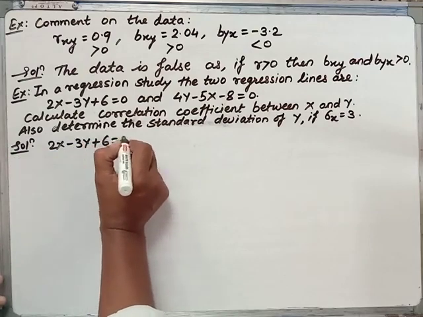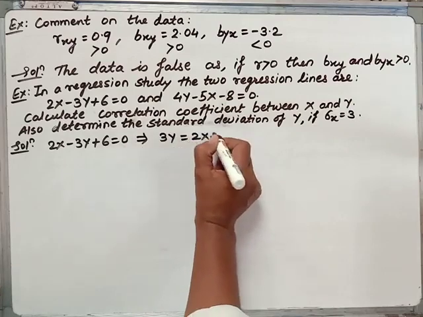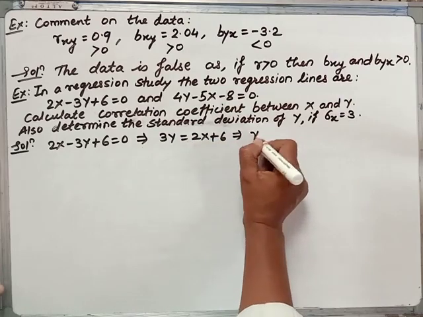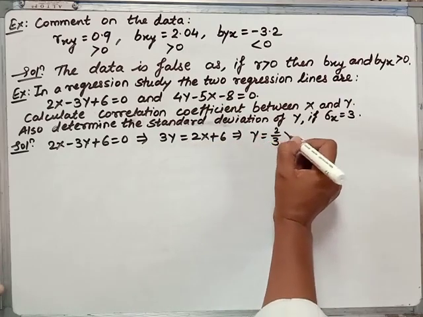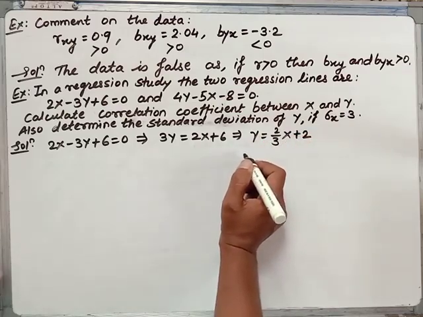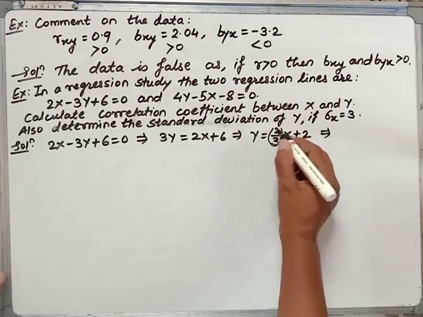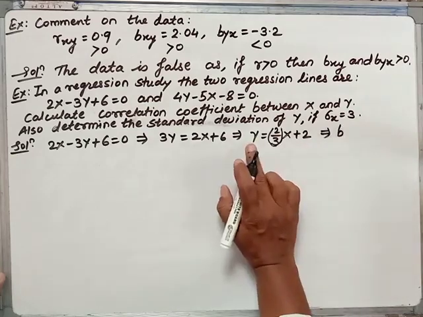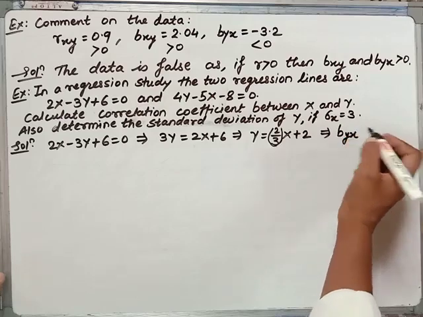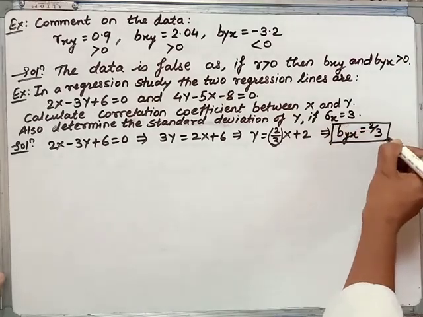Minus 2x plus 6 equal to 0. It can be written as 3y is equal to 2x plus 6. That is same as y is equal to 2 by 3 times x plus 2, right? This can be written as such. So this gives us 2 by 3 is the slope of this line, and it is the regression line of y on x. So from this byx is equal to 2 by 3. This one we are getting, right?